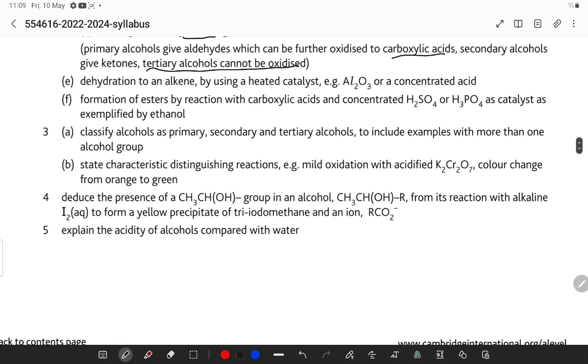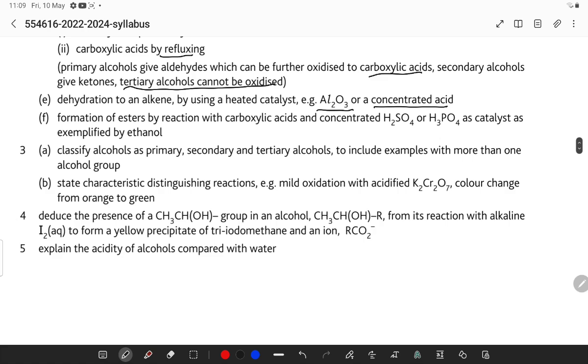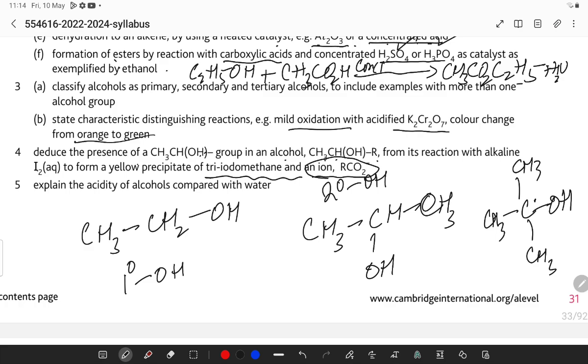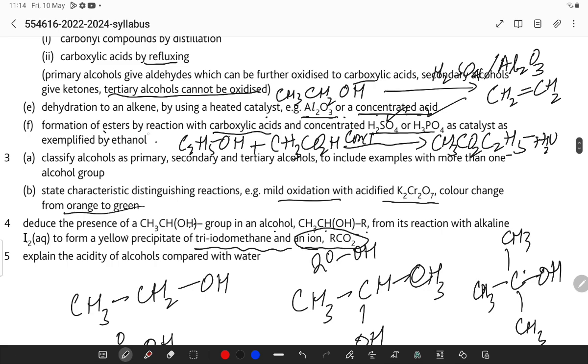Dehydration to an alkene by using a heated catalyst, aluminum oxide, or concentrated acid. So this is the dehydration of alcohol to alkene. And this is the formation of esters by reaction with carboxylic acid and concentrated sulfuric acid or phosphoric acid as a catalyst. This is the reaction.